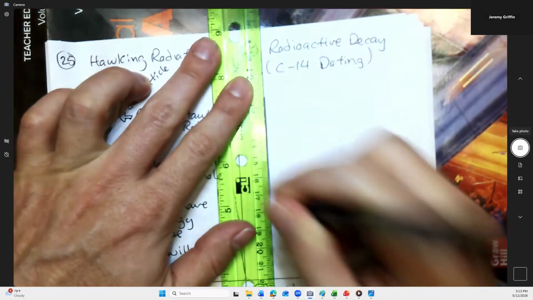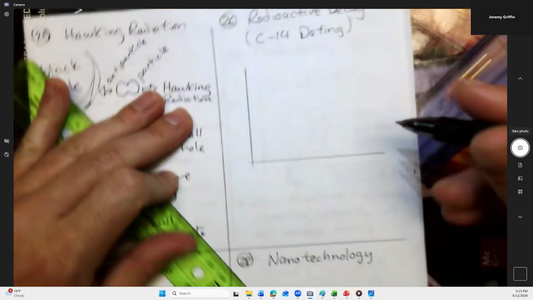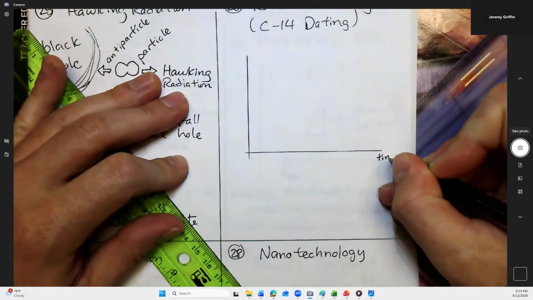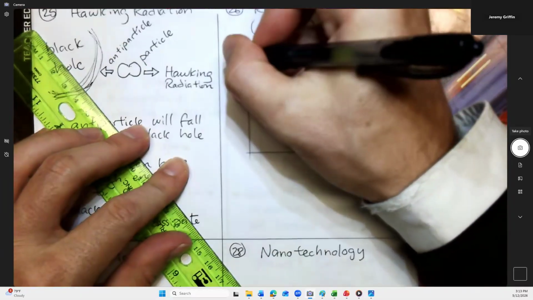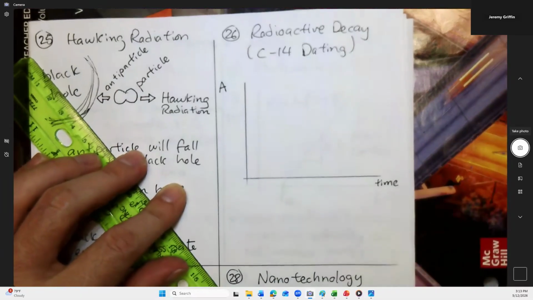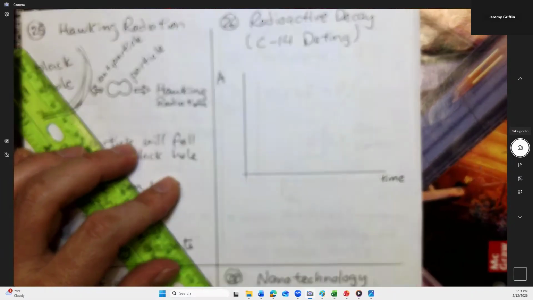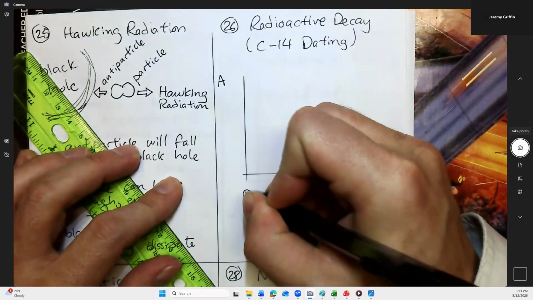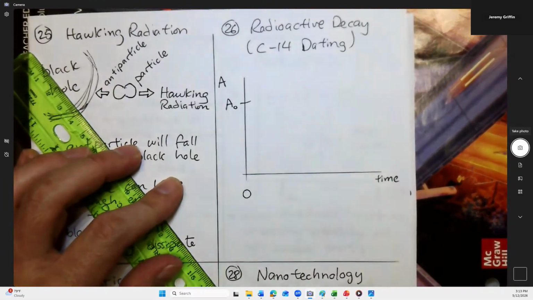So let's make a graph here. I'm going to put time on the horizontal axis, so time's ticking by. And I'll call this amount. Maybe it could be a concentration of carbon-14, right? If you're talking about some organic tissue, organic material. And at time 0, maybe there's some initial amount. I'll call it A naught, or something like that, right?